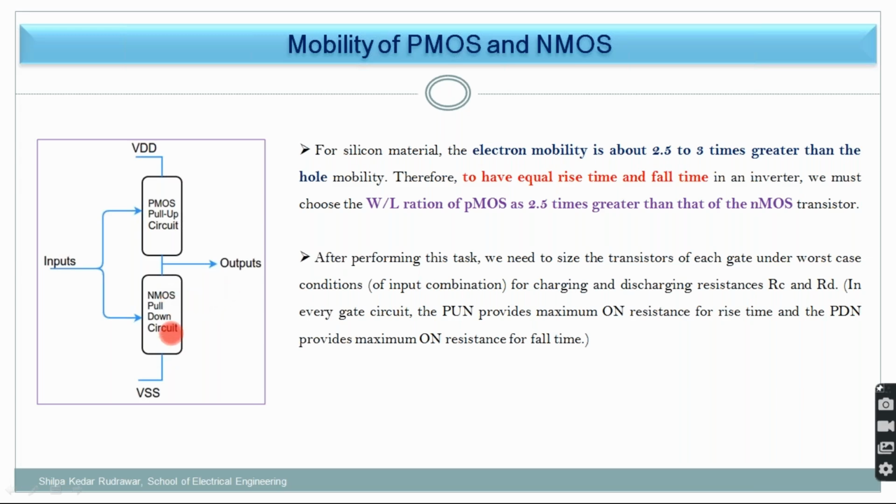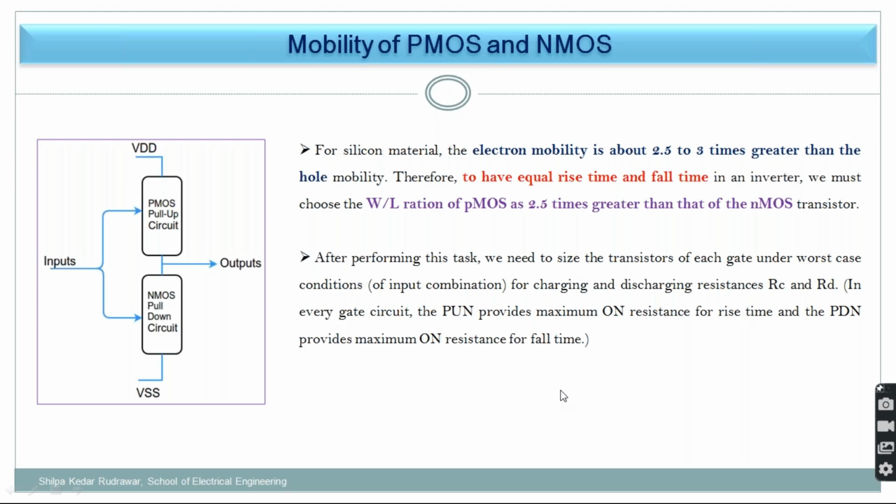So I will be writing RD, that is the discharging resistance. So in every gate circuit, the pull-up network provides the maximum on resistance, because the capacitor will be charging, and the pull-down network provides the maximum on resistance for fall time. That is rise time: this is the maximum on resistance, and for fall time, this is the maximum on resistance. So that is related to NMOS, and this is related to PMOS. Hope these things are clear. The main thing is in the next PPT.